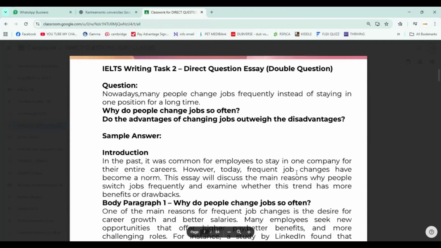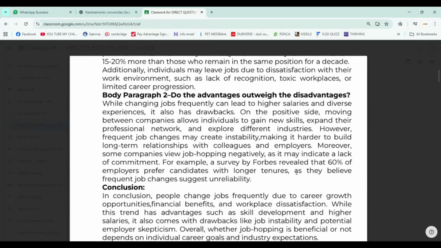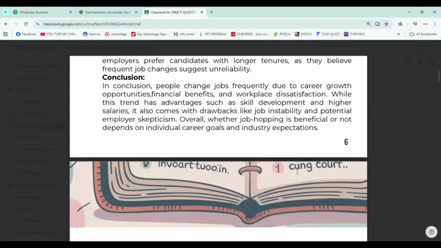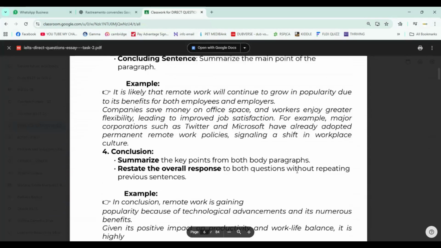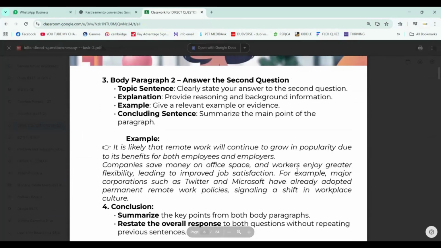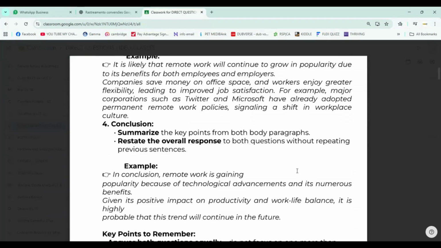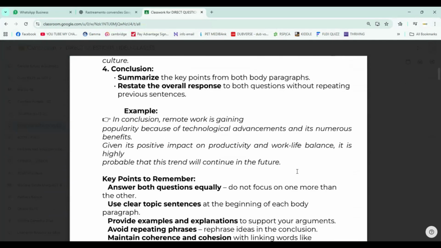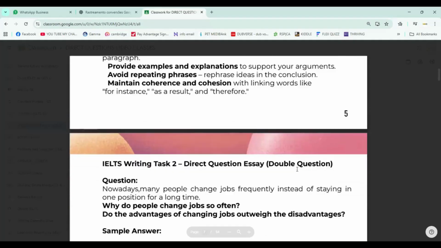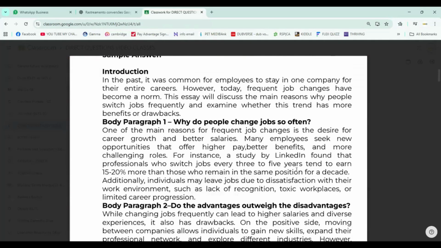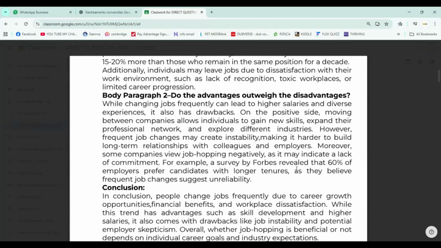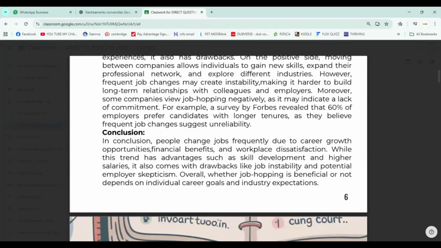Then we go to pages 5 and 6, right? On these pages here, I talk about the introduction. Look there. Introduction, body paragraph 1, question 1, body paragraph 2, question 2, and the conclusion. I explain why answering everything mixed up lowers the task achievement. Focusing more on one question than the other also lowers the score. This part is crucial for Band 6, Band 7.